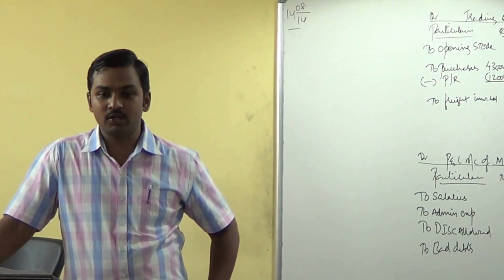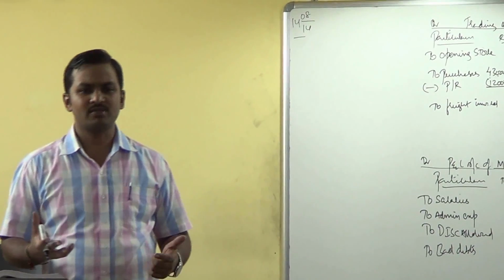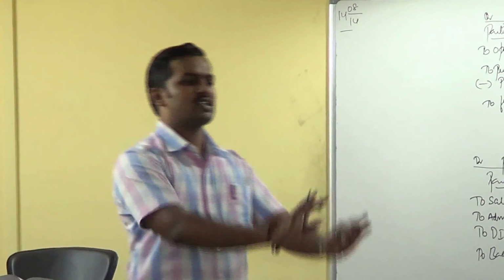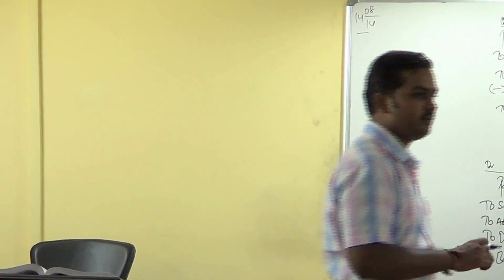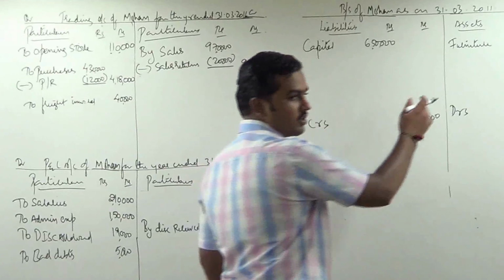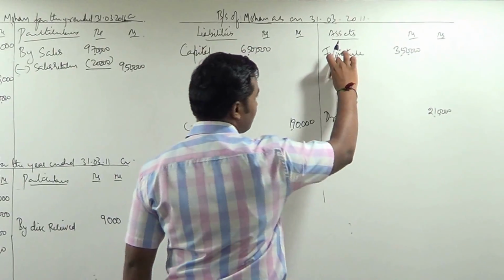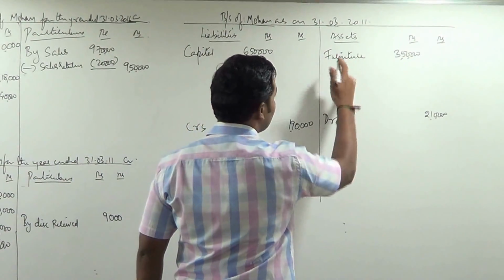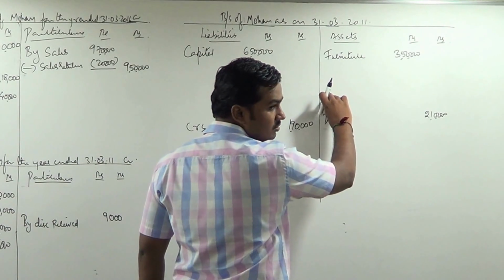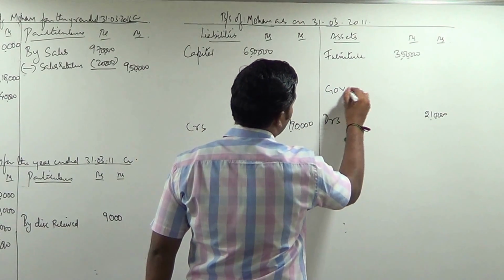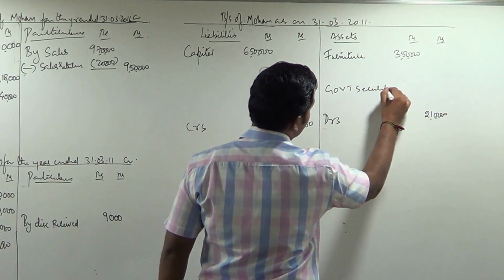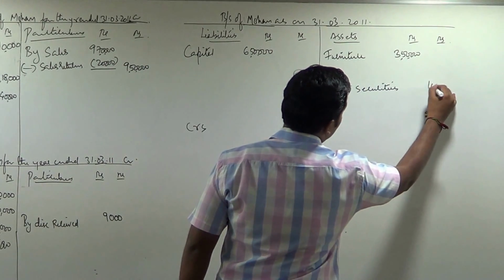Investment in government securities, 1 lakh. During the year we had some surplus cash in the business. So we have invested the money in some government bond which gives us some interest. It's an asset. You show it in the balance sheet, asset side. Leave some space below furniture, and leave some space for stock also. Government securities. How much? 1 lakh.